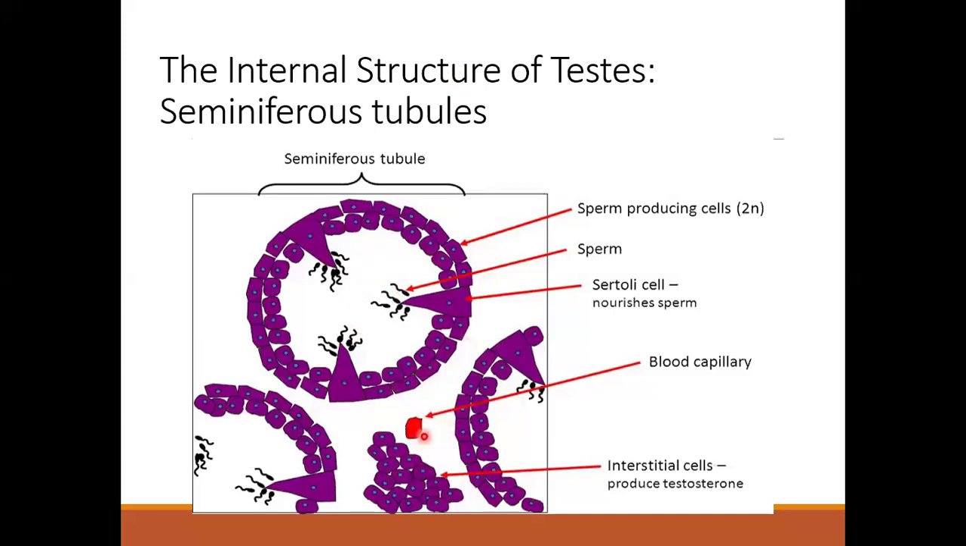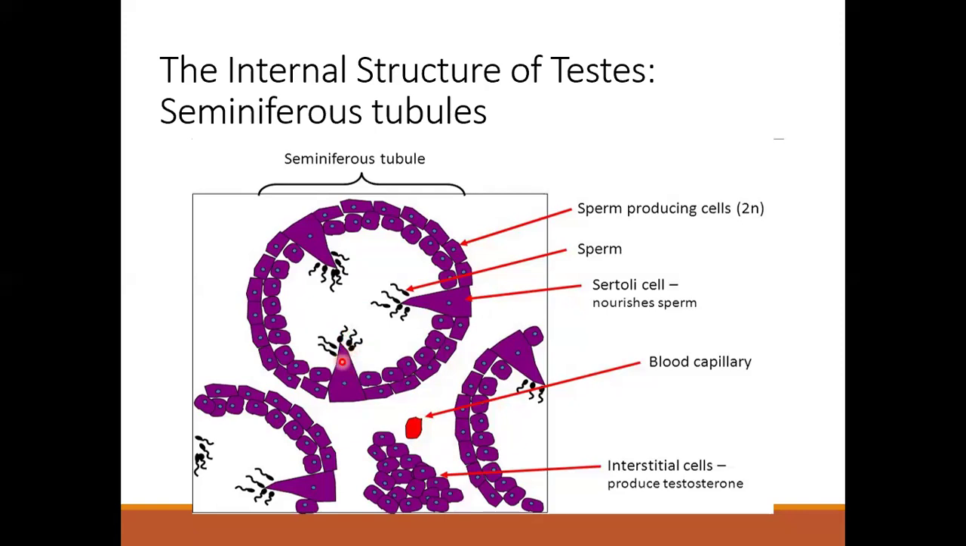So the blood vessels are within the interstitial space, but they will not be allowed to move in here. And remember that the blood provides the nourishment. So wherever they go, the blood provides nourishment. If blood is not going to go into the seminiferous tubules, then how do they get nourishment?